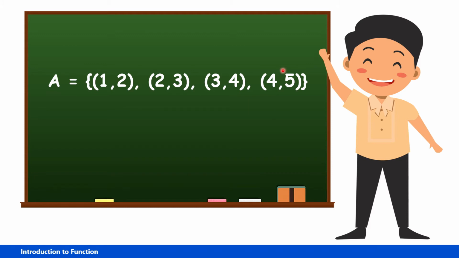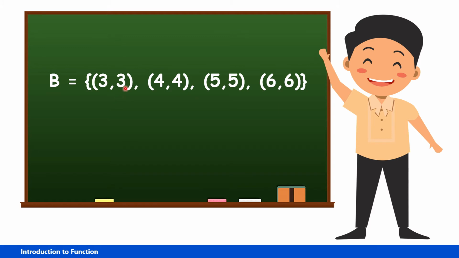So kung mapapansin natin dito, our domain corresponds to exactly one element in the range. So wala tayong umuulit na domain dito. We have 1, 2, 3, and 4. Therefore, relation A is a function. How about relation B? Let us analyze the ordered pairs dito sa ating relation B.